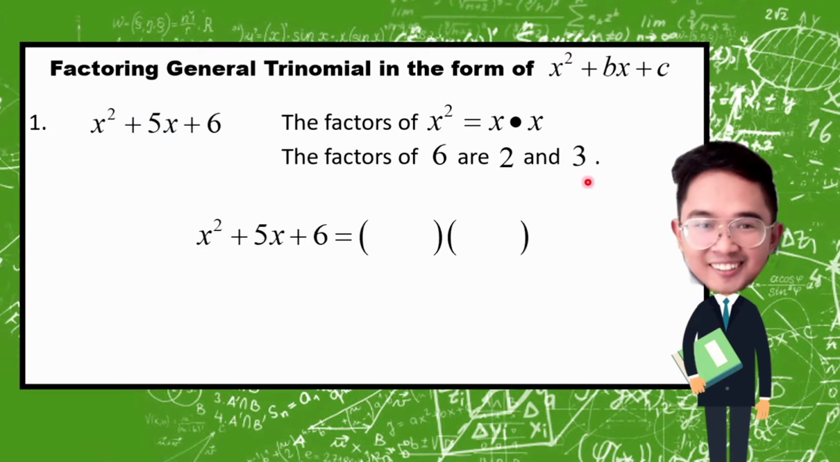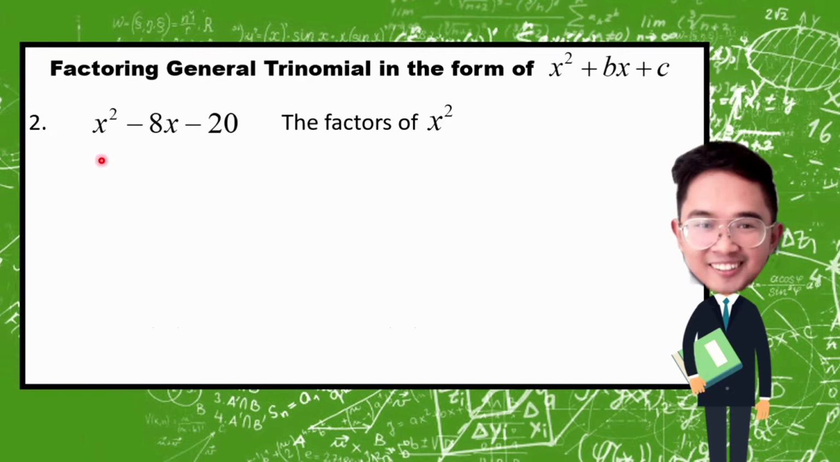In order to find out the final answer, we need to input the factors of the first term, and then input the factors of 6, which are positive 2 and positive 3. Therefore, the final answer is x squared plus 5x plus 6 is equal to the quantity of x plus 2 multiplied by the quantity of x plus 3. Example number 2, x squared minus 8x minus 20.